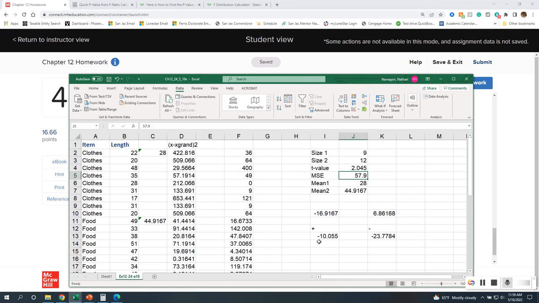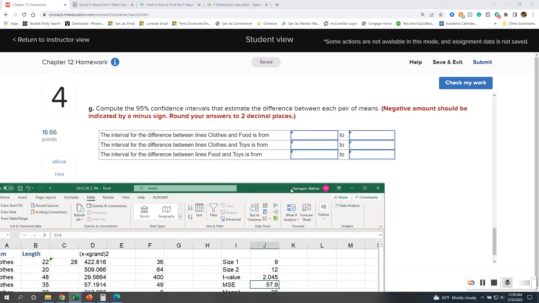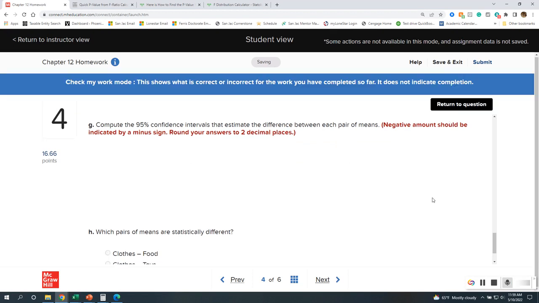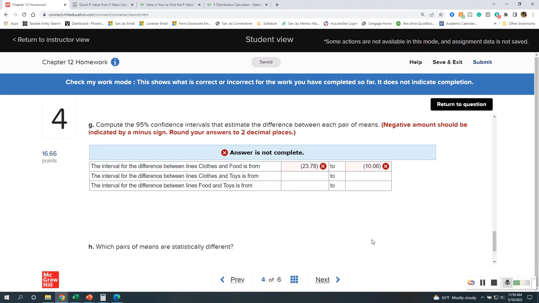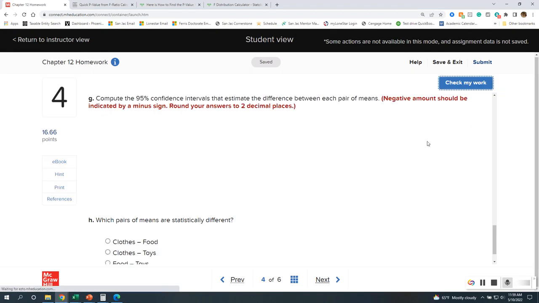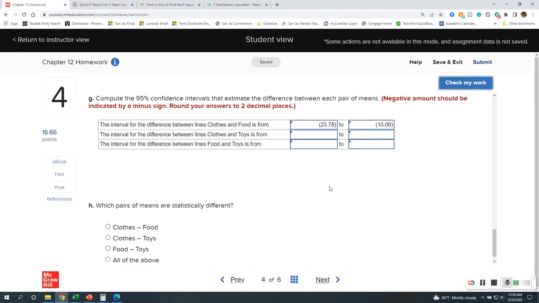And boom. So, for our interval, we typically would start with the lowest, which is negative 23.7784 to negative 10.055. Okay, let's check. See if our computation did not come out correctly. Huh. Turn to the question.